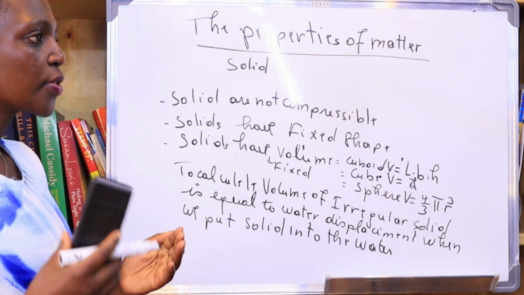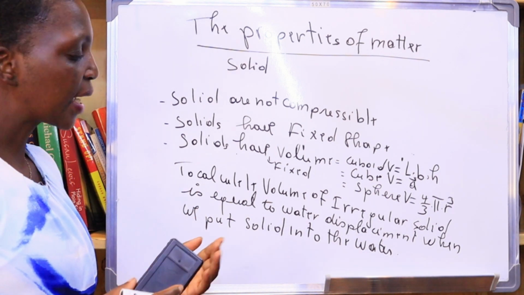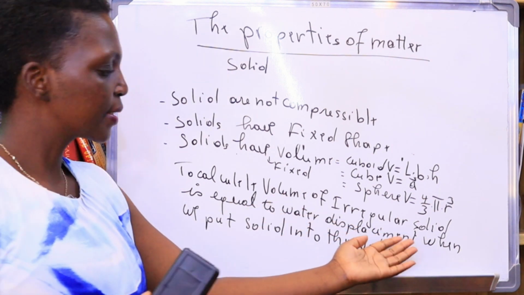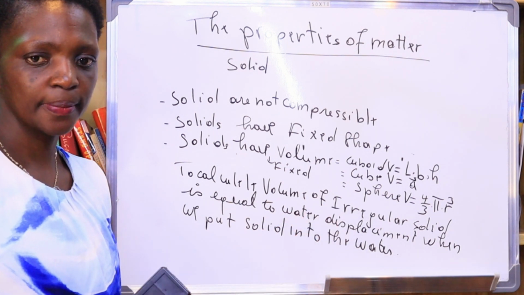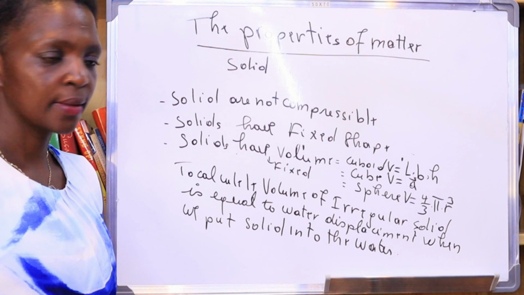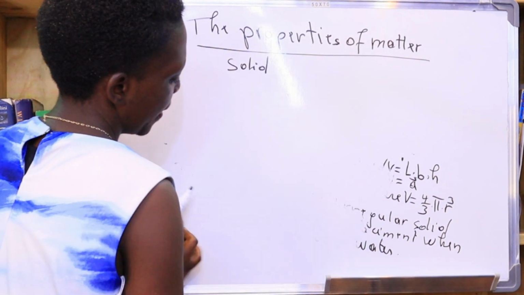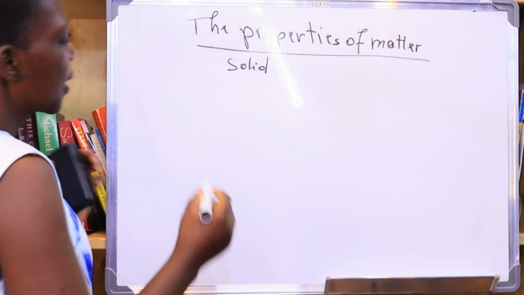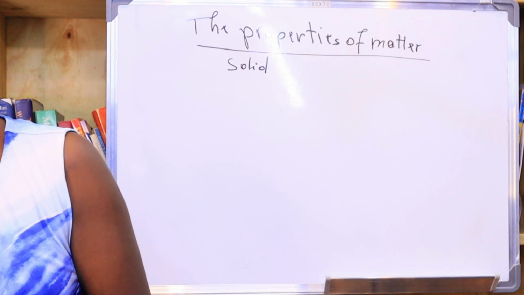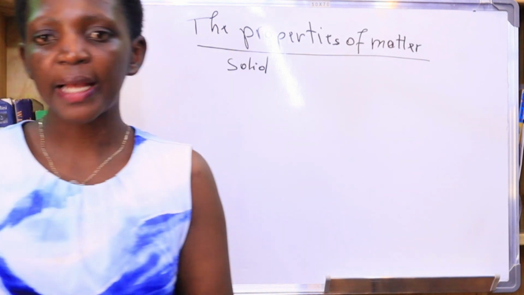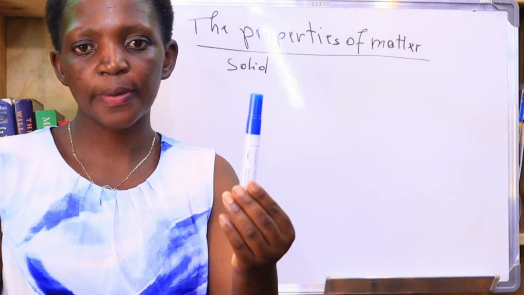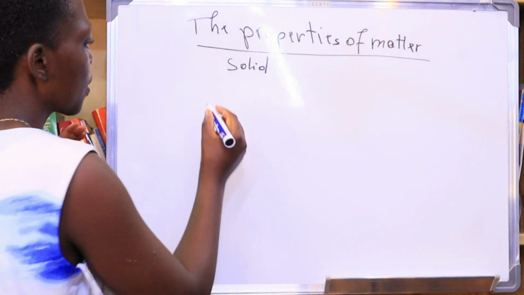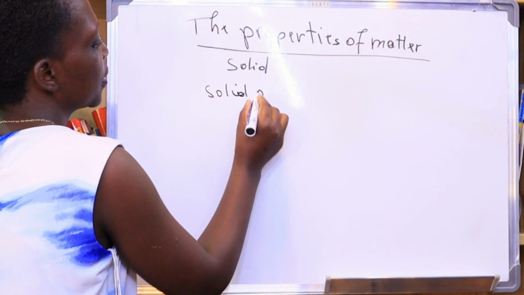Also, a solid can have an irregular shape. To calculate the volume of an irregular solid, it is equal to the water displacement when we put the solid into the water. I think it is clear. Now we continue with solids. Rigid is the property of matter that can't be bent. You see this pen, we can't bend this. Means that solids are rigid.